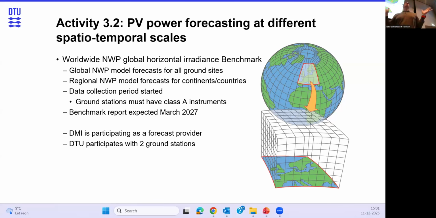It's something we all use every single day on our mobile phones, for example, where solar radiation is also a product of that. And one of the biggest activities in Task 16 right now is a new study.